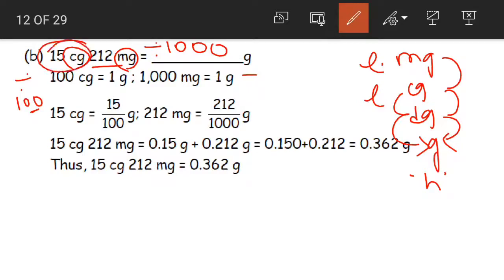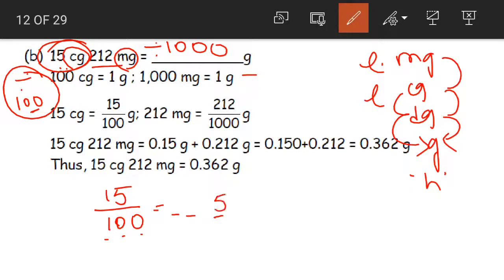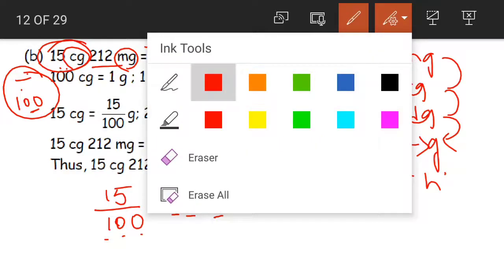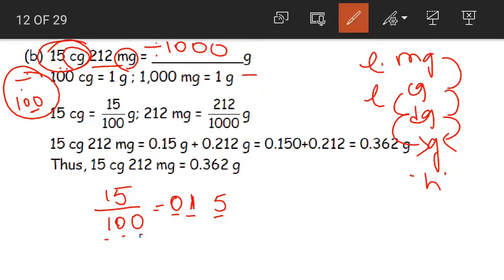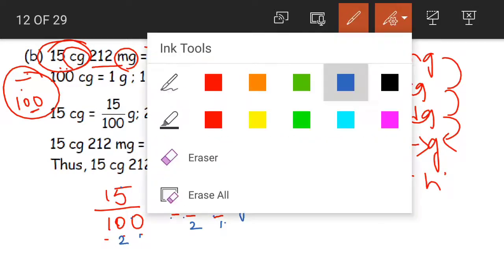Now, coming to the first one, 15 centigrams. We need to divide it by 100. 15 divided by 100. What is the procedure? Denominator is a 3-digit number. So we need to write the numerator also as a 3-digit number. In this empty space, we'll write 0. So after that, count the number of zeros, 1 and 2. So after 2 digits from the right, place a decimal point. So 15 divided by 100 is equal to 0.15. What is this? Grams. It will become grams.